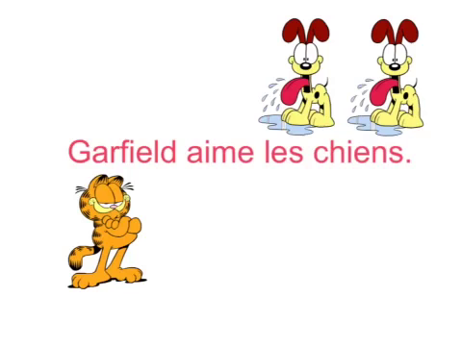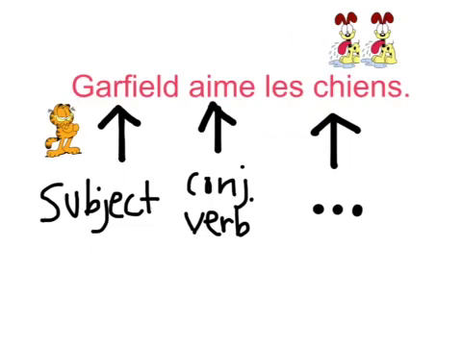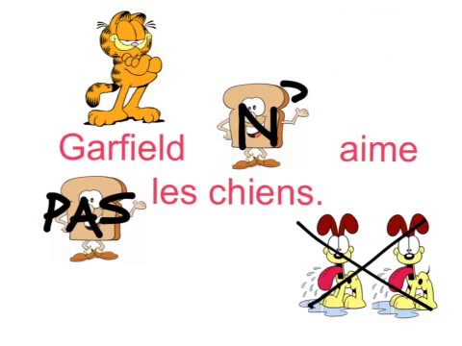So the first example sentence that we'll do is Garfield aime les chiens, and we obviously know that this sentence is untrue, so let's negate it. If we go back to our diagram, we know that Garfield is the subject, aime is our conjugated verb, and les chiens is just the rest of our sentence. So we know that ne is going to go between Garfield and aime, and it's going to form a liaison. And pas, our second piece of bread, is going to go between aime and les. So it's going to form our new sentence, Garfield n'aime pas les chiens.